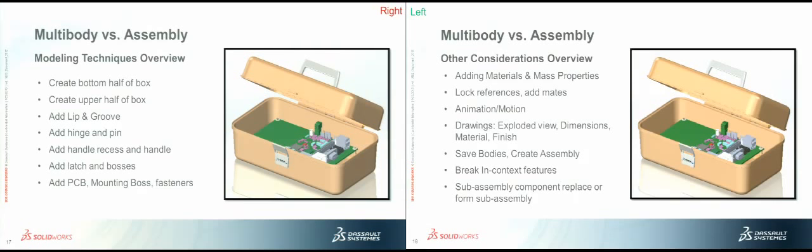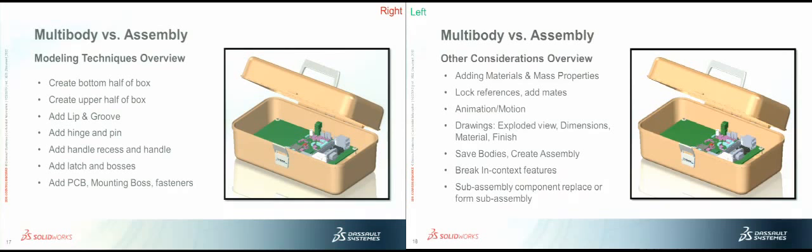Pretty straightforward. We're going to build the bottom, build the top. They always have to fit together, so they always have to be exactly the same size. We're going to need to do a lip and groove in here to connect the top and the bottom. Got to put a hinge and a hinge pin in there. There's a handle that goes in the top of the box and it fits in a recess. Then we finally have to put in the printed circuit board and mount it on the inside of the box. And we have to do all this being able to adjust the box as the printed circuit board changes.